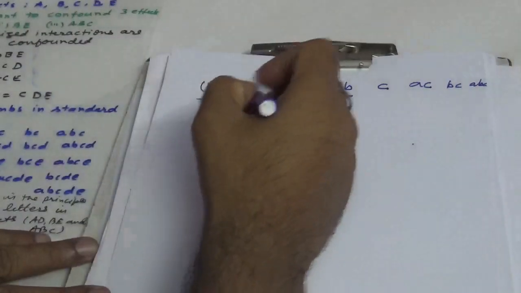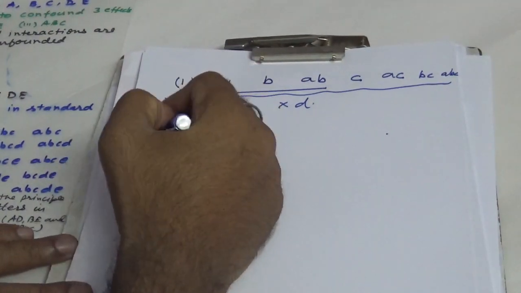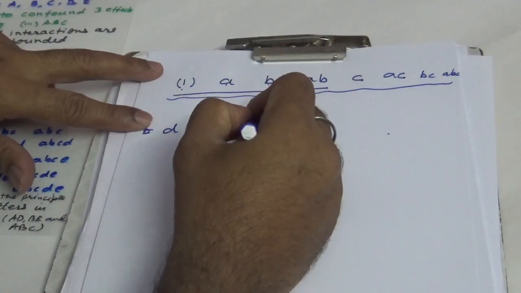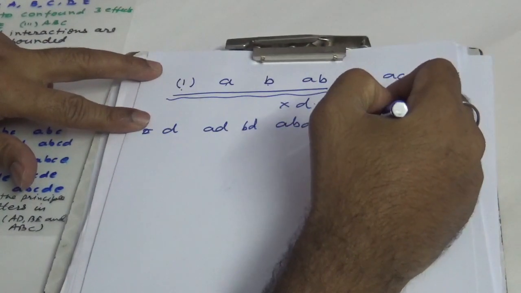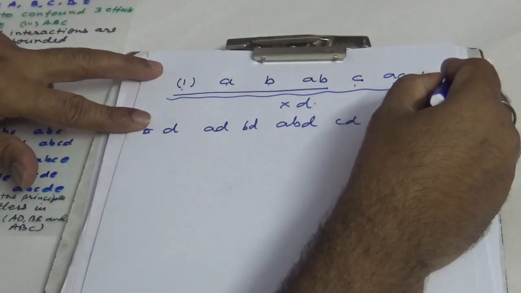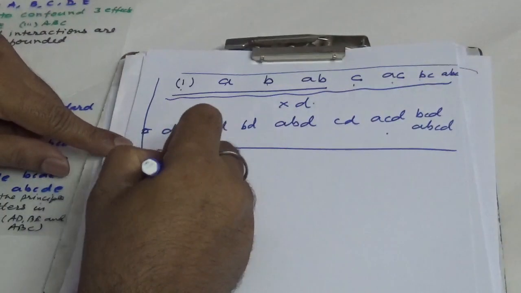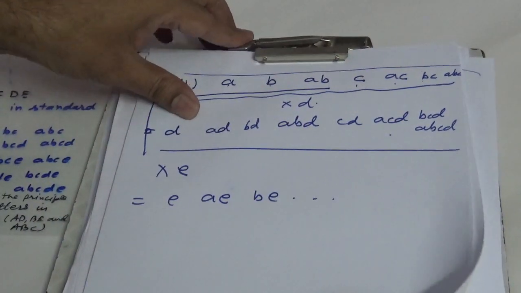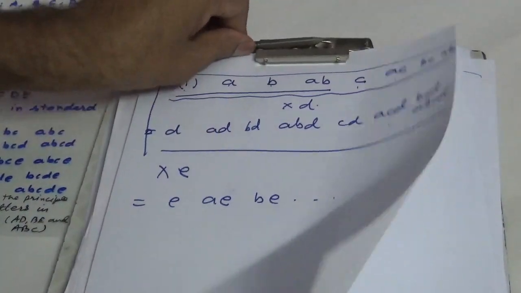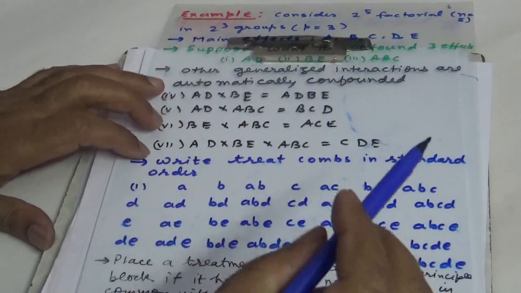And then now I have to multiply this entire thing by D. So this becomes D, 1 into D, A into D, AD, B into D, BD, AB into D, ABD, C into D, this is CD, AC into D, ACD, BC into D, BCD, ABC into D, this is ABCD. And then this entire block will be multiplied by E. So this will become E, AE, BE and so on. So this is exactly what I already have written on my sheet. Here you can see 1, A, B, AB, C, AC, BC, ABC.